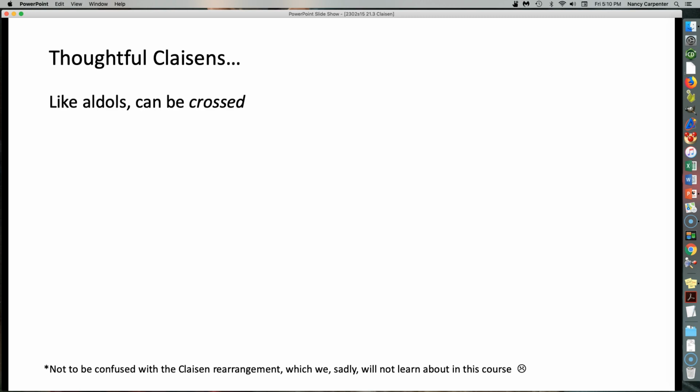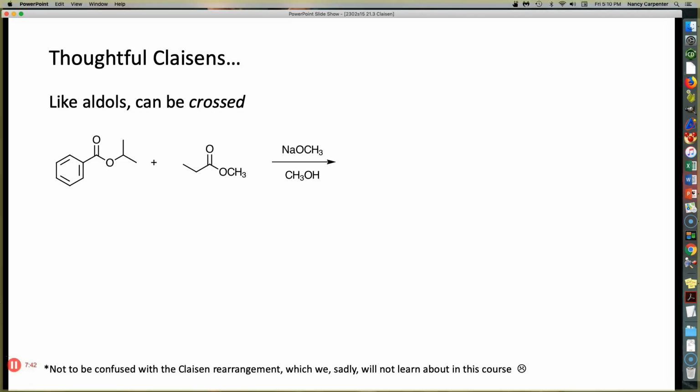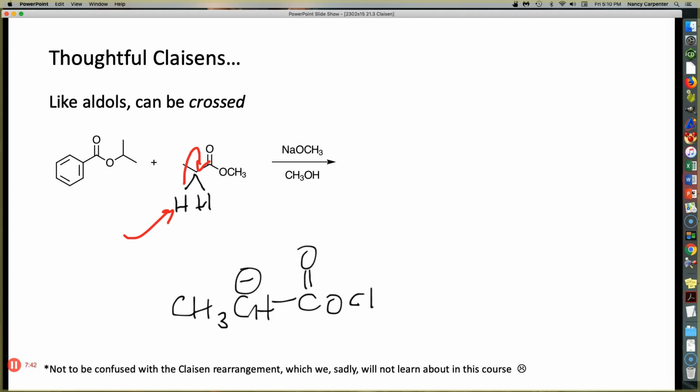So we want to avoid the crossed Claisen. This one would be a thoughtful Claisen, a good Claisen. Why? Because I don't have an alpha hydrogen on this ester. I do have an alpha hydrogen here. So there's only one possible enolate that can be generated. So CH3, CH minus. Here's my ester enolate. It can now react with this electrophile.